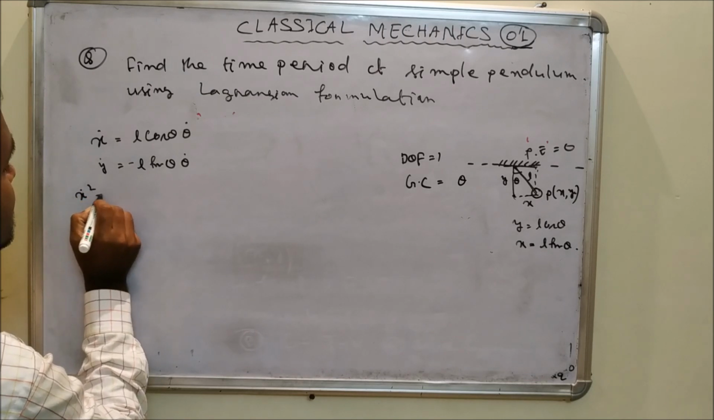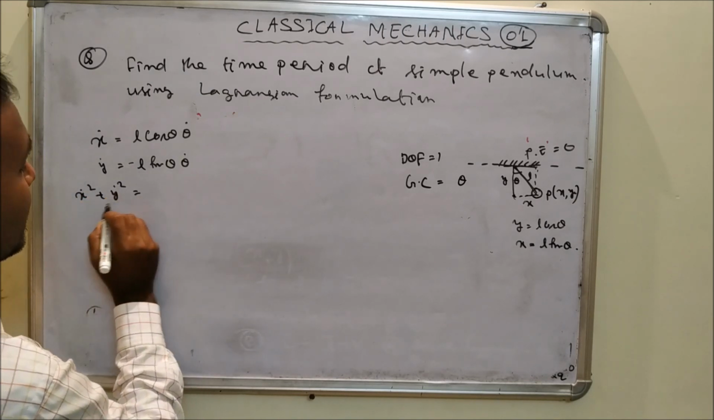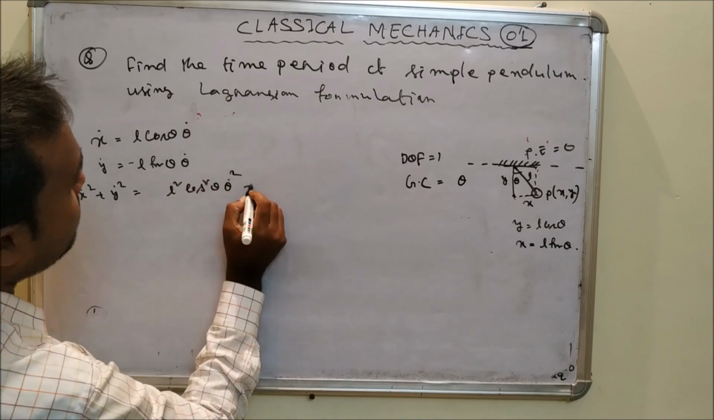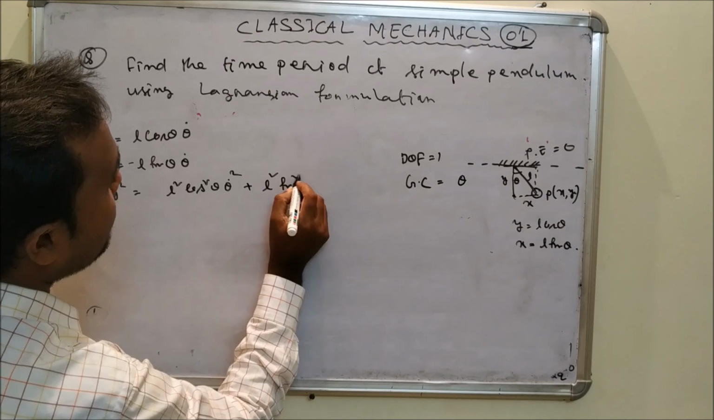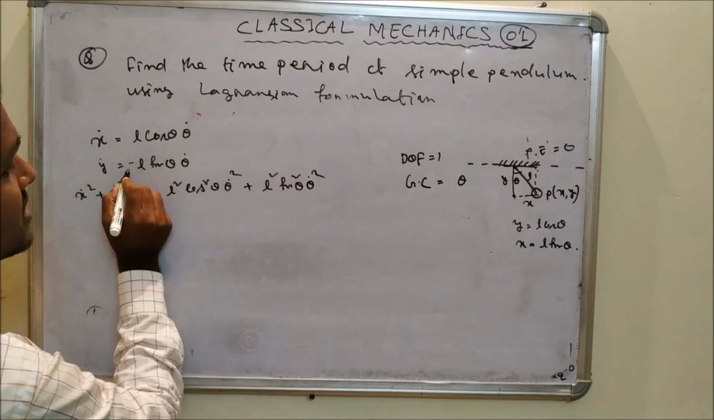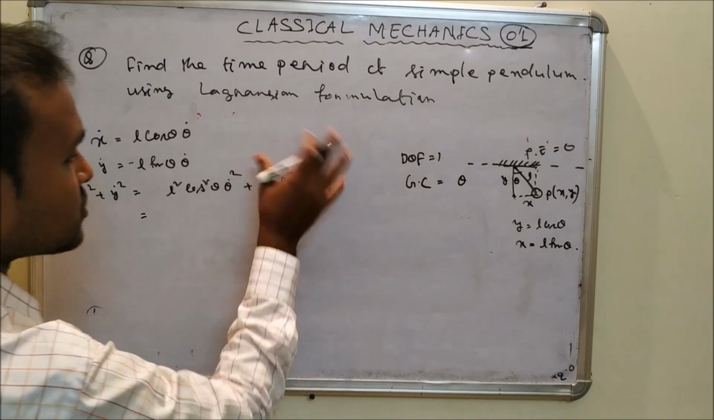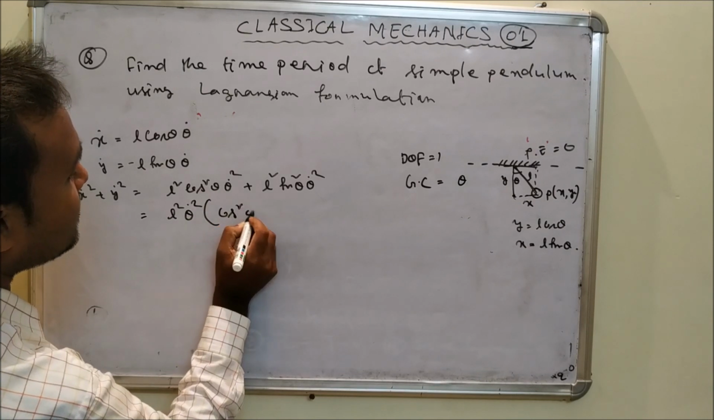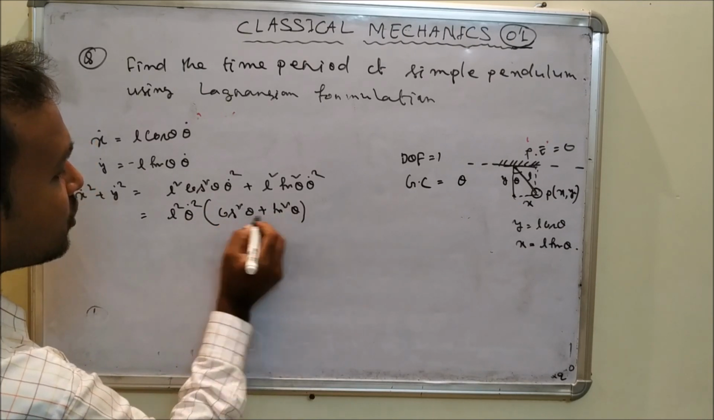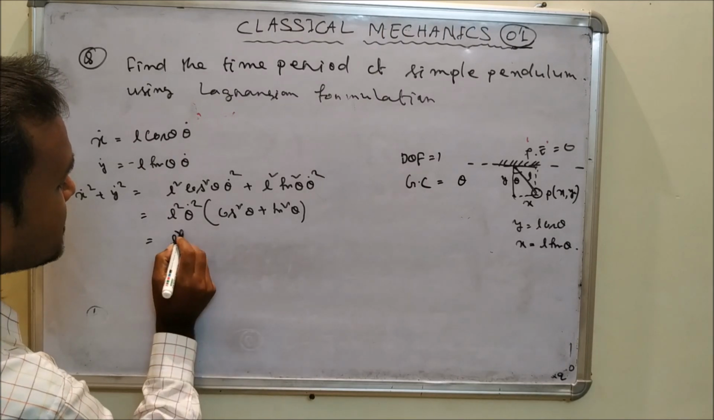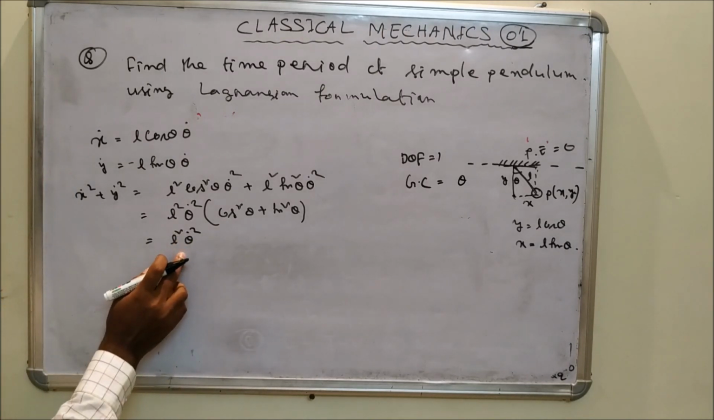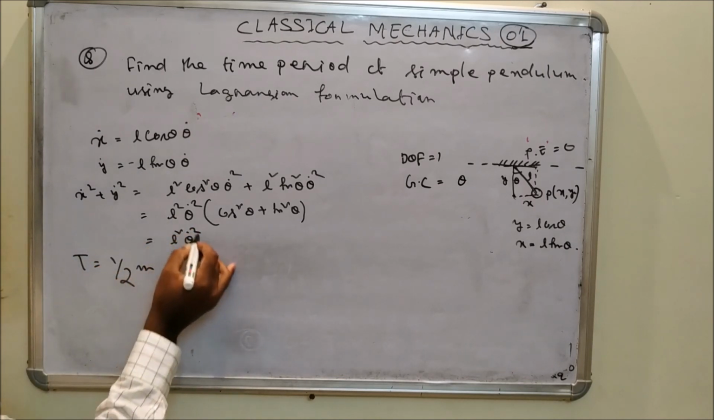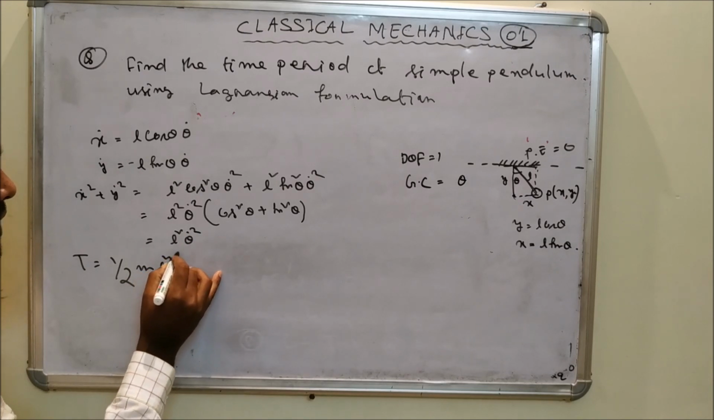Now x dot square plus y dot square will come as L square cos square theta theta dot square plus L square sin square theta theta dot square. The minus sign becomes plus because we square it. So it will be L square theta dot square times cos square theta plus sin square theta, and you know this is 1, so L square theta dot square. Now we have got this velocity. What will be the kinetic energy? T equals half m v square, and v square is L square theta dot square.